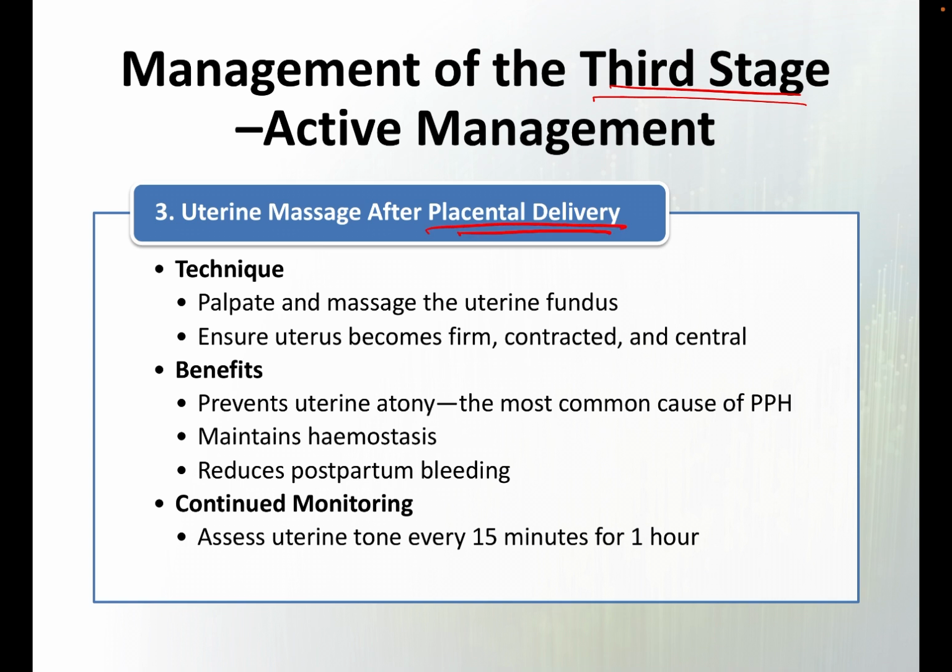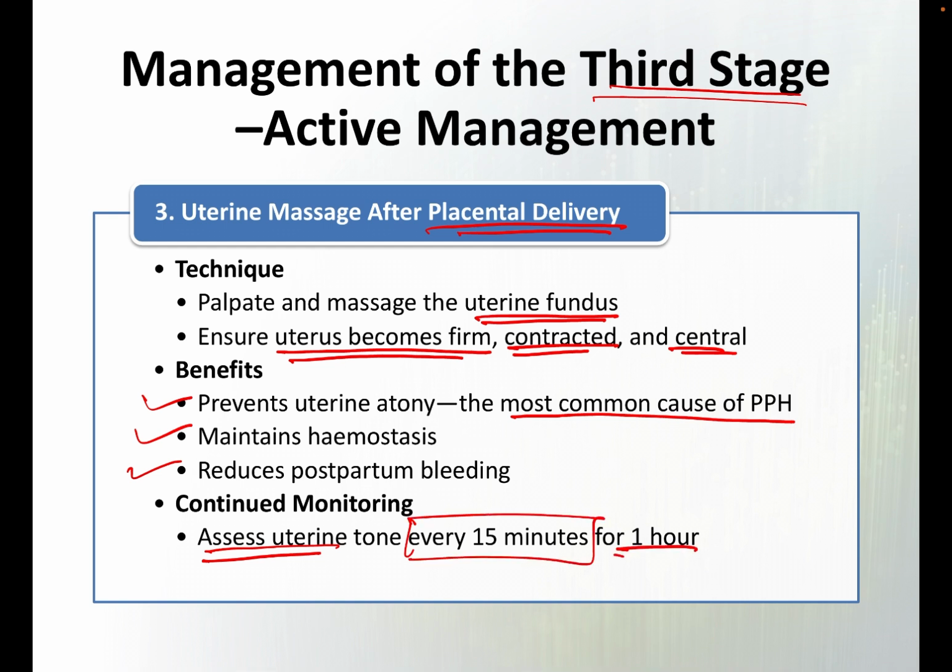Uterine massage after the placental delivery. First, palpate and massage the uterine fundus. Ensure uterus becomes firm, contracted and central, and it prevents uterine atony, which is the most common cause of PPH, maintains hemostasis and reduces postpartum bleeding. Continuous monitoring includes assessing uterine tone every 15 minutes to 1 hour.